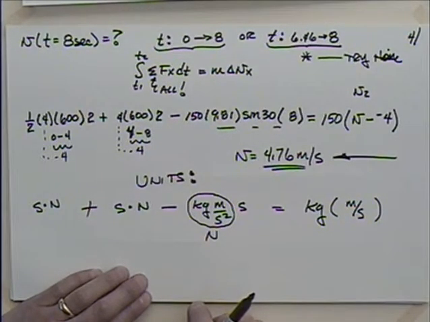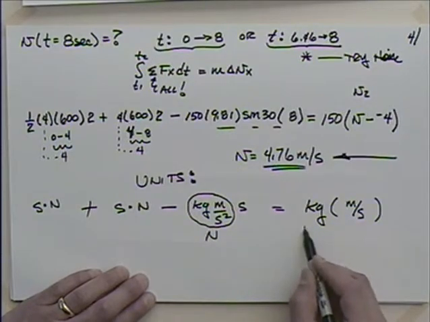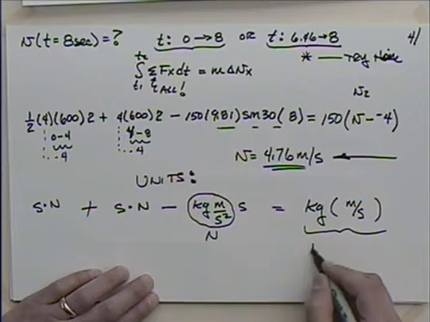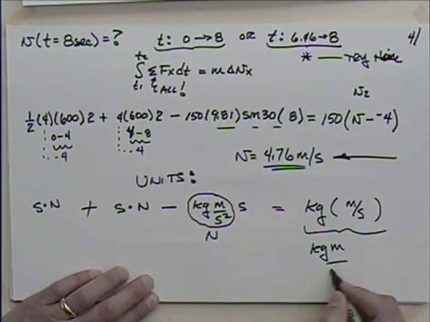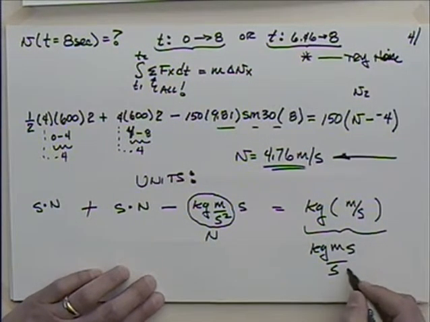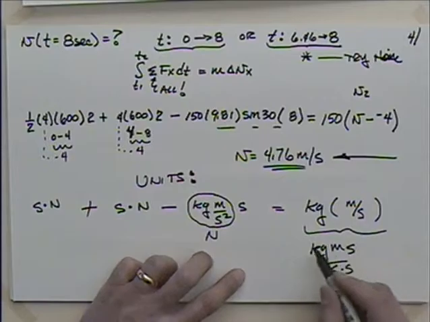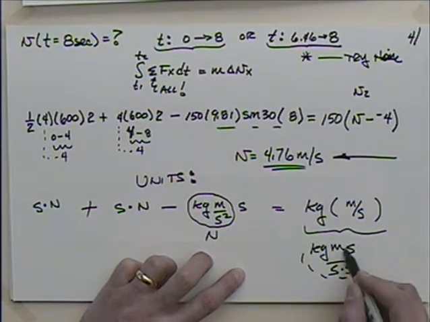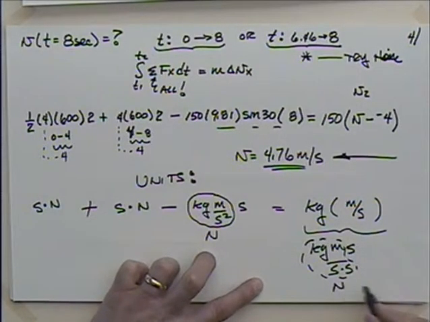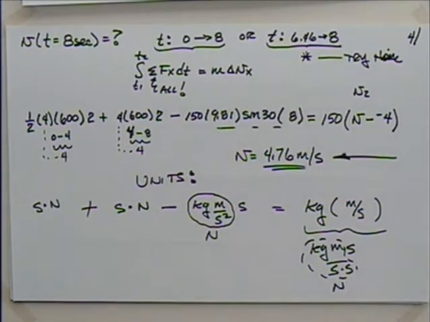Oh, this doesn't look so good, does it? Well, what if I work on this a little bit? If I take kilogram meters over a second and I multiply by a second over a second. Can I do that? Second over a second is just 1, isn't it? So now I have kilogram meters per second squared. What's that? That's a newton. So I have a newton times a second. So the units do work out on that.